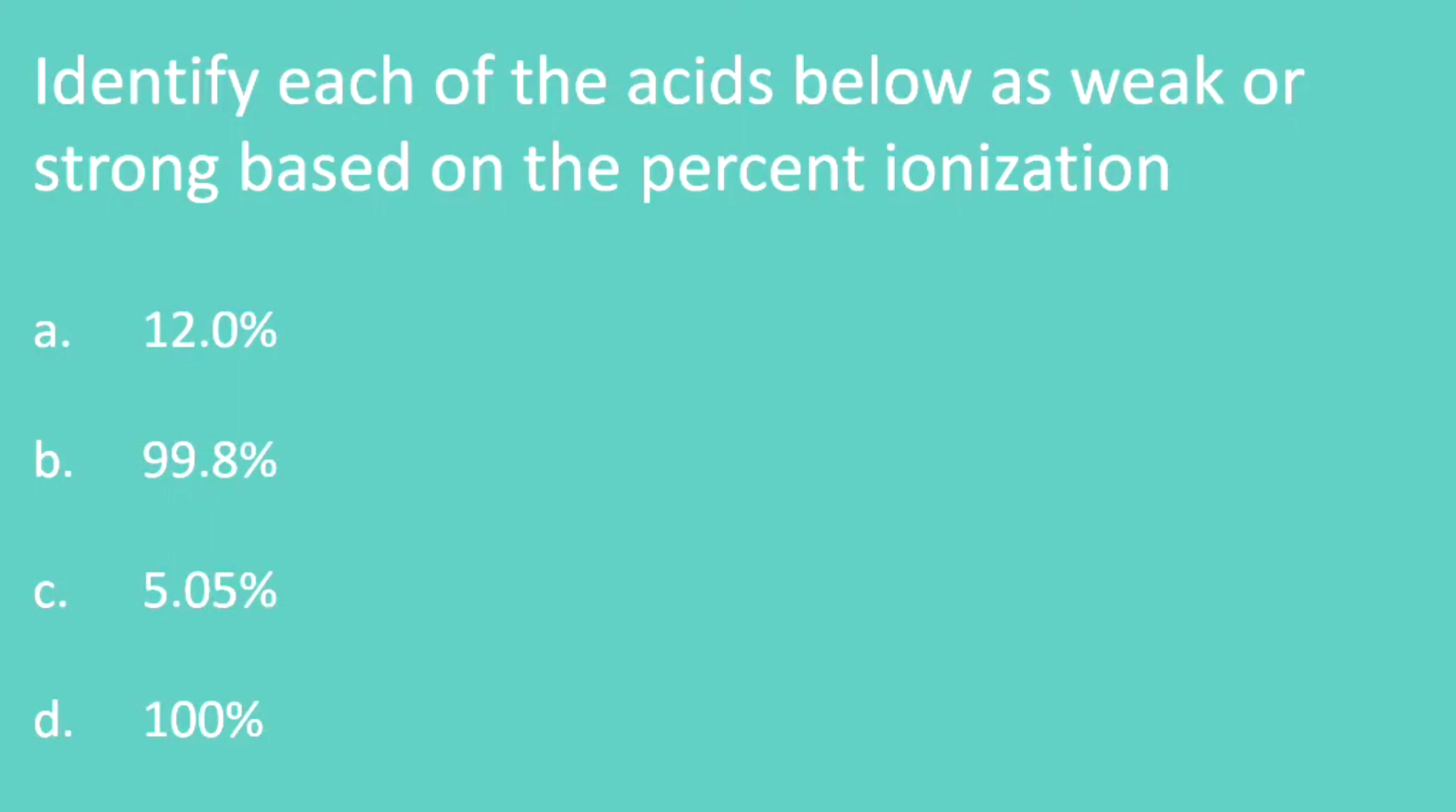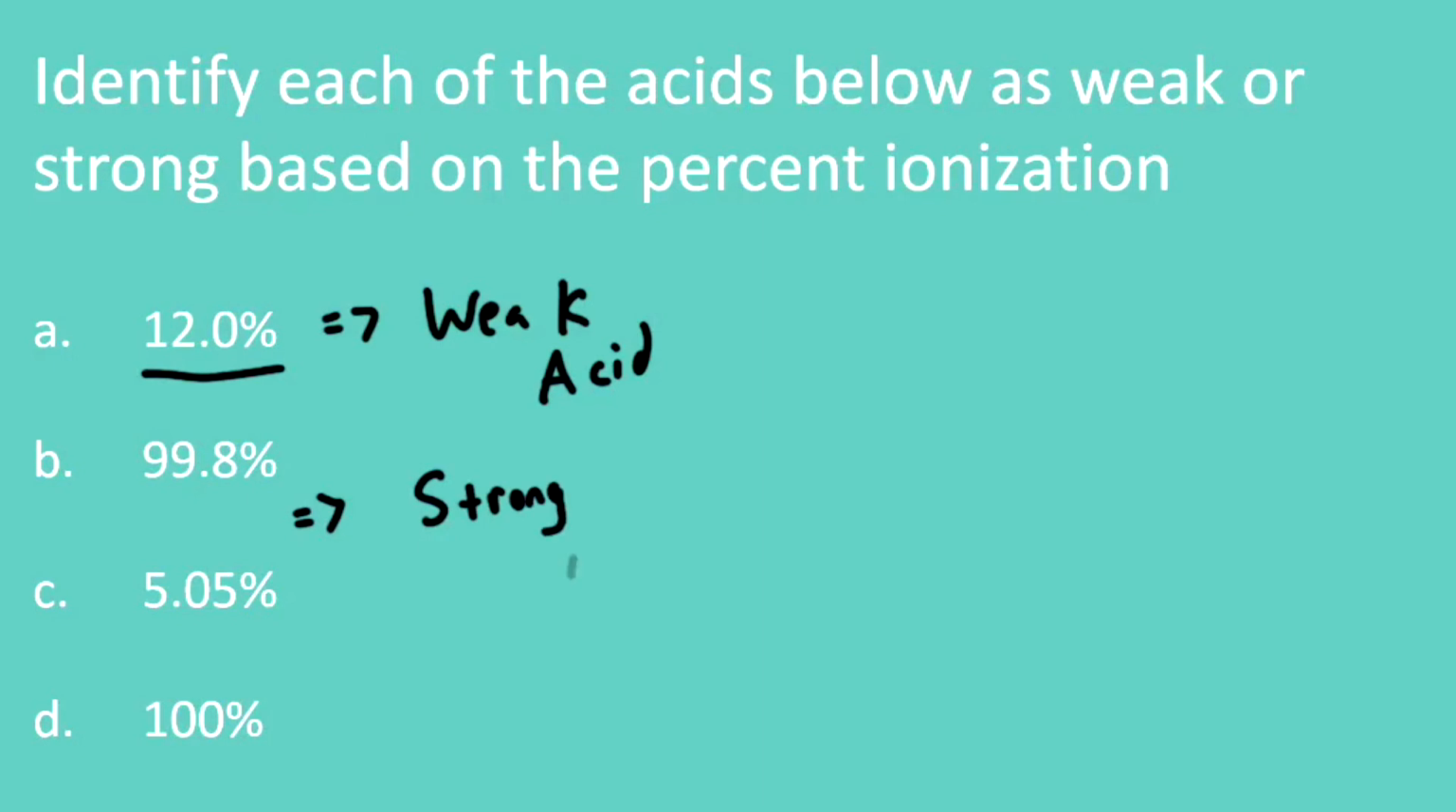When we look at A, we see that 12% is the ionization. That means 12% of them fall apart, most stay together, and that means that we have a weak acid, because the dissociation is quite low. 99.8, that one may have given you a little bit of trouble because it's not 100%. But remember, strong acids almost entirely dissociate. We say fully dissociate. Occasionally, just a couple of them stay together, but that's almost 100%. So that's a strong acid.